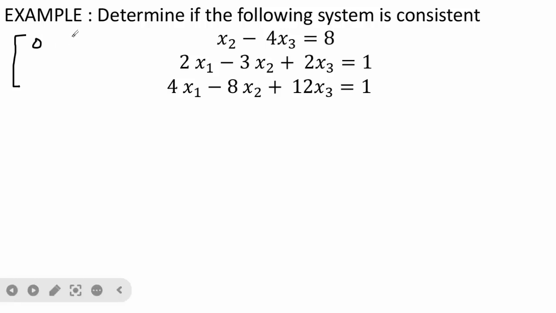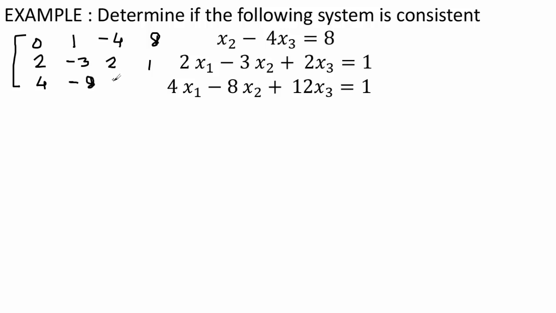0, 1, minus 4, 8, 2, minus 3, 2, 1, 4, minus 8, 12, and 1. We have to make this first element non-zero. Therefore, we have two choices, either transfer this second row to here or transfer this third row to here.